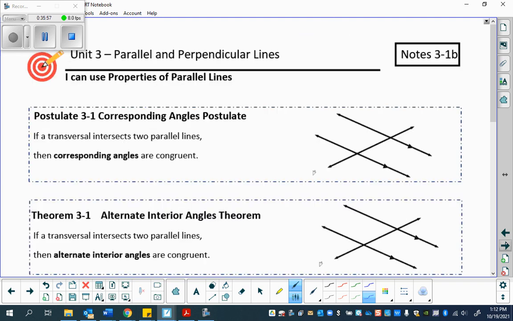All right, do me a favor and put a little HW here, and then move on to our next note page. On the back of the notes is the homework. And then here we are on 3.1b.